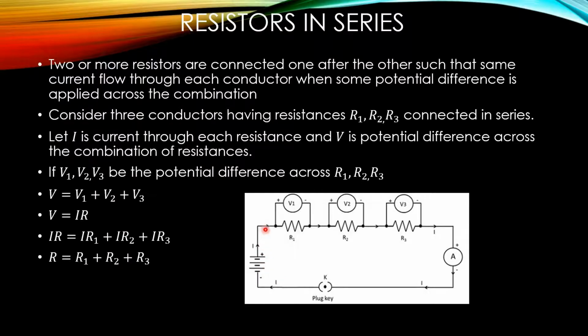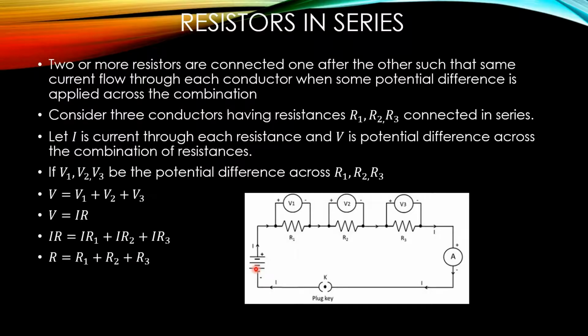When this amount of current flows through the first resistance R1, the potential difference will be V1. After that, the same amount of current will flow through R2. In that case, the potential difference will be V2. Then current is flowing through R3 and the corresponding potential difference will be V3. This way, current again reaches the same point.